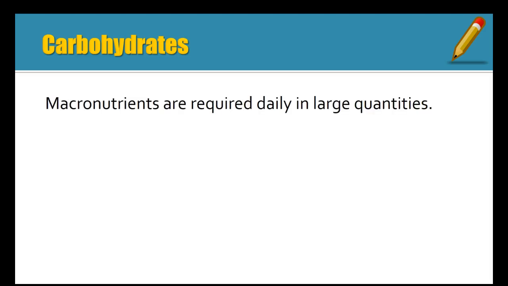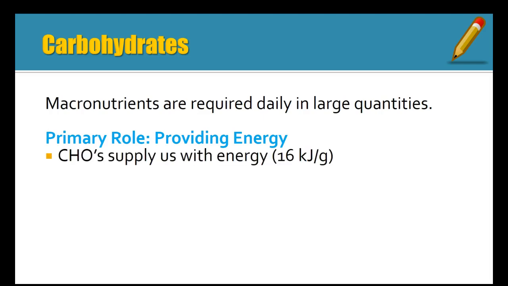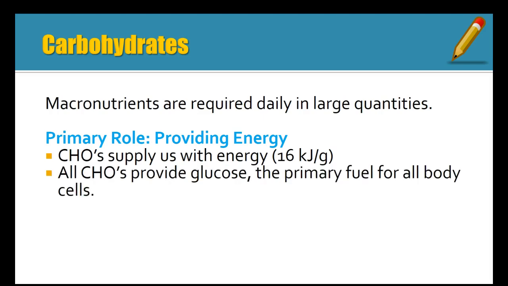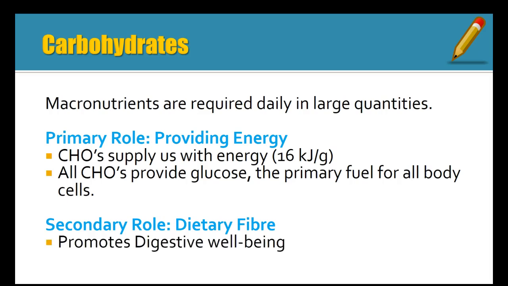Now, when we talk about macro and micronutrients, the name might give away some idea of the quantities that you need. For macronutrients, you need those in quite large quantities, and they have several roles. Their primary role is to provide energy. As I said before, carbohydrates have 16 kilojoules per gram. Carbohydrates provide all of the cells with glucose, which is a primary fuel for all bodily functions. Their secondary role is the use of dietary fibre, which promotes digestive well-being.